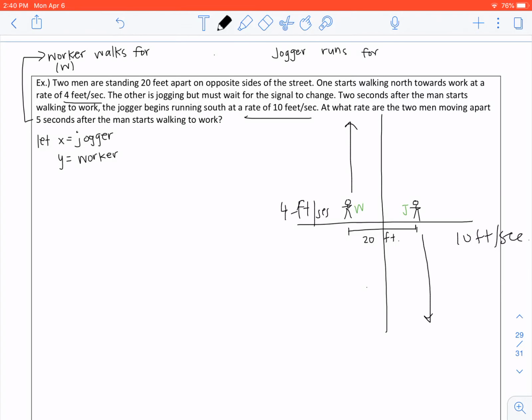So this man, the worker, is walking for 5 seconds, whereas the jogger has to wait 2 seconds before he can go, and then he starts running. So he's only running for 3 seconds. I'm going to let X equal my jogger and Y equal my worker. So the worker walks for a total of 5 seconds. And again, that jogger had to wait 2 seconds before the light changed, and then he ran for 3 seconds.